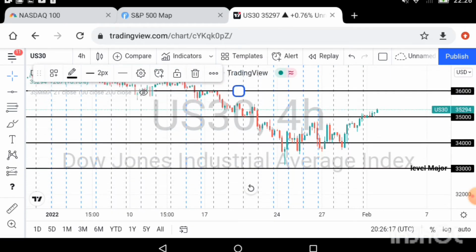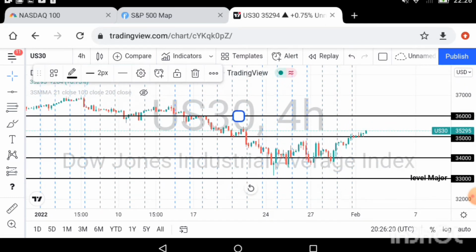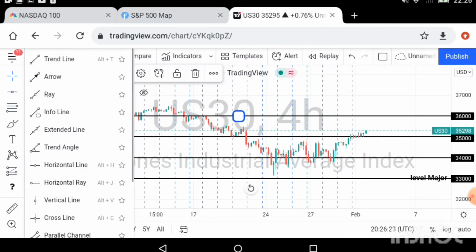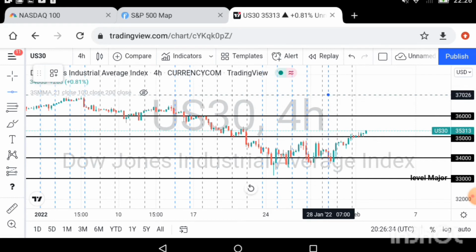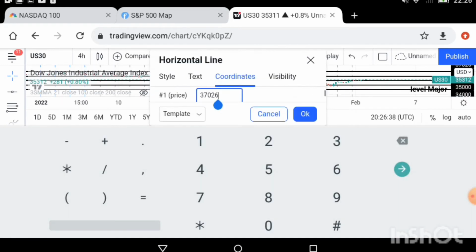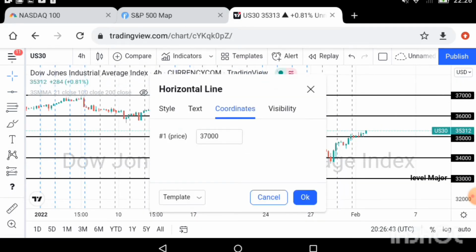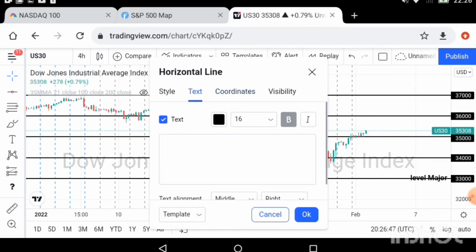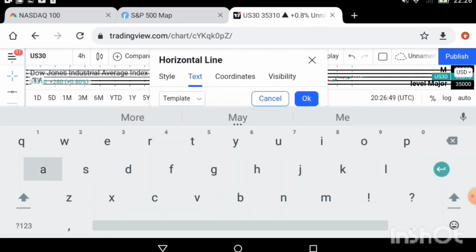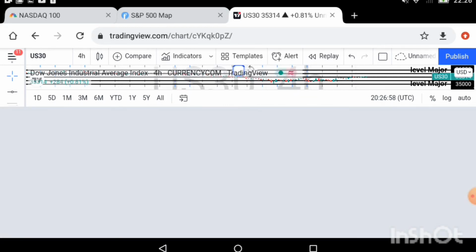We continue higher to 37,000. This is every 1,000 pips, guys. Remember, we're just going to mark them as major levels. These are the major levels. This is going to be 37,000. Then we'll also mark it as a major level as well. And we leave it like this.